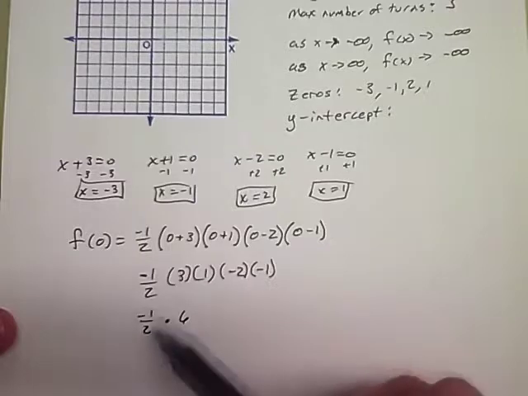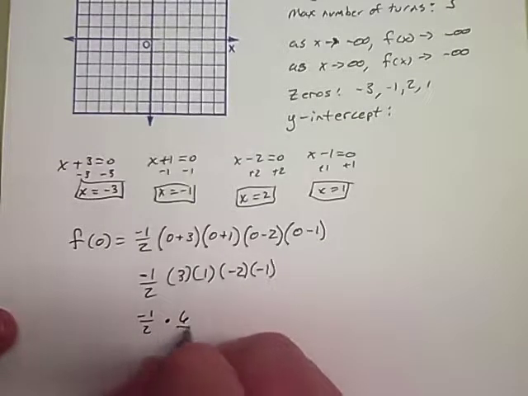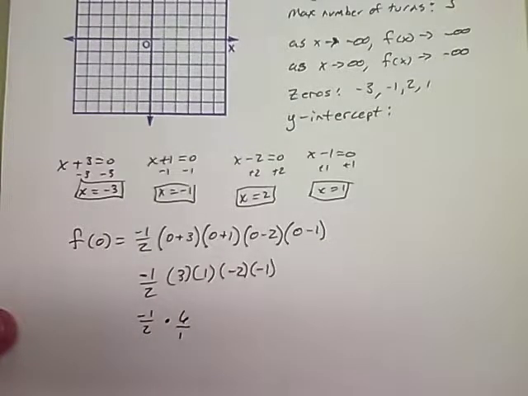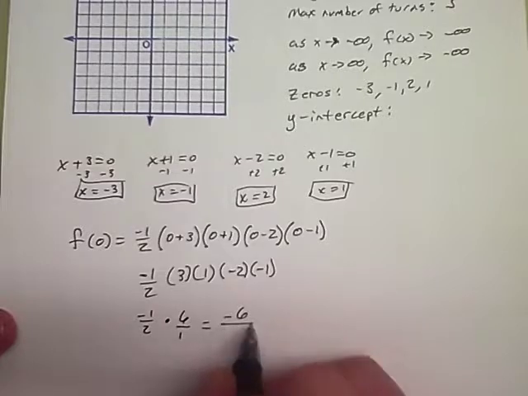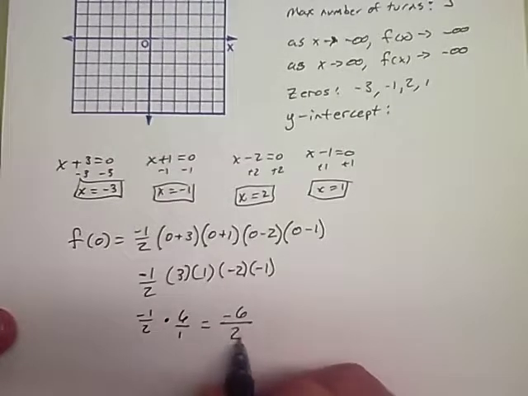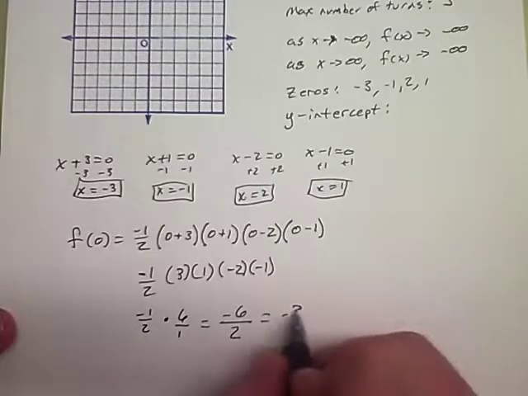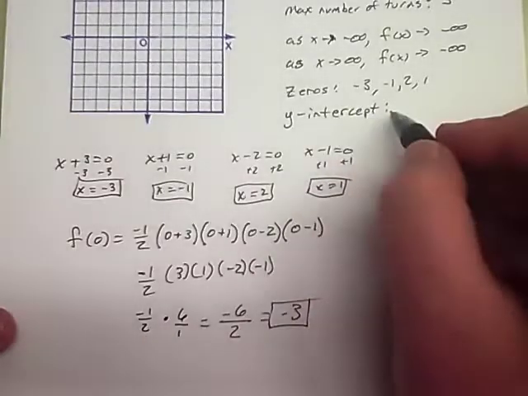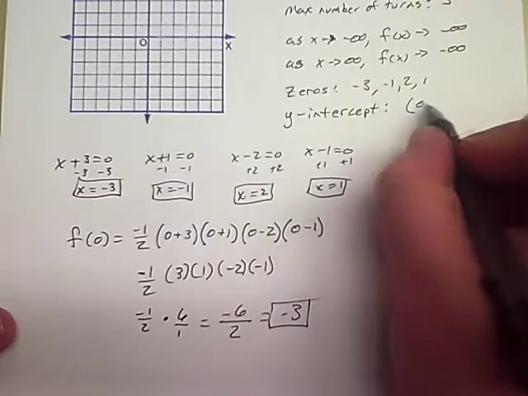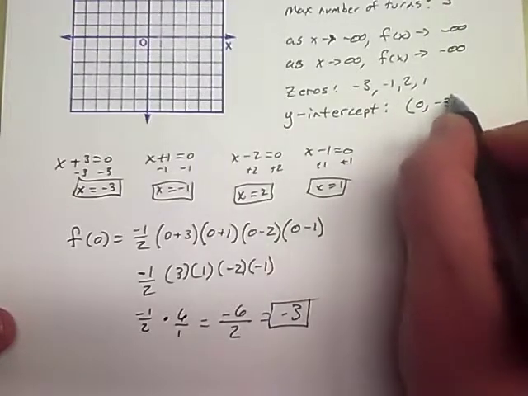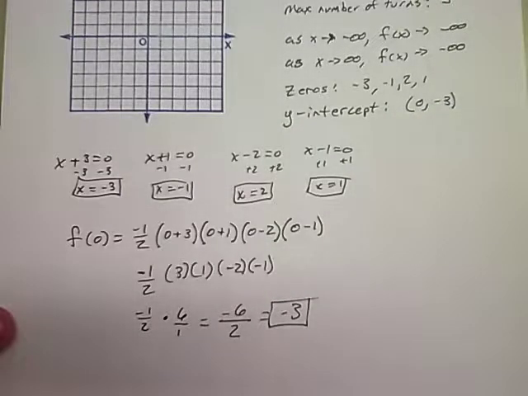And if you have a fraction times a whole number, turn the whole number into a fraction. And you're going to multiply across the top and across the bottom. Negative 1 times 6 is negative 6. 2 times 1 is 2. And negative 6 divided by 2 is negative 3. So my y-intercept is the point (0, negative 3). Okay?